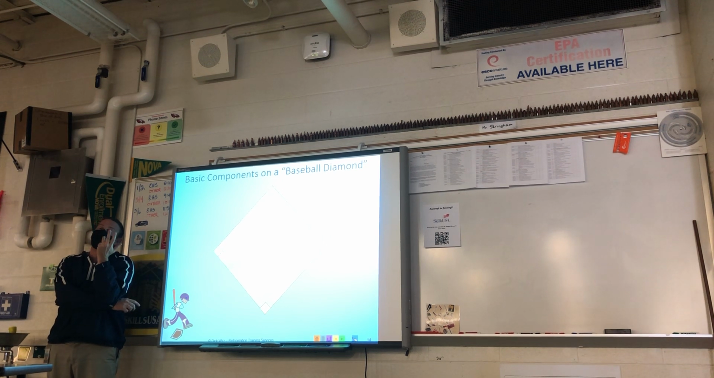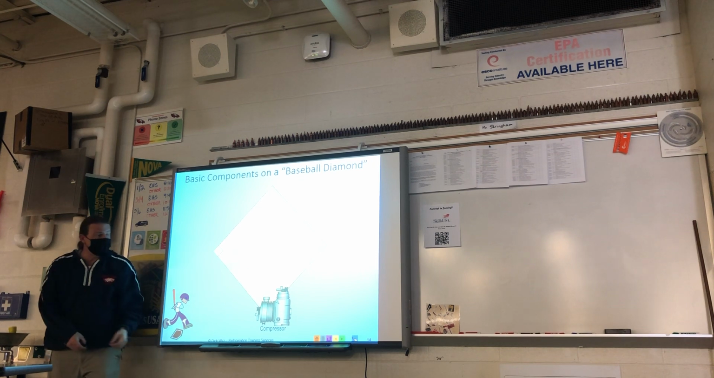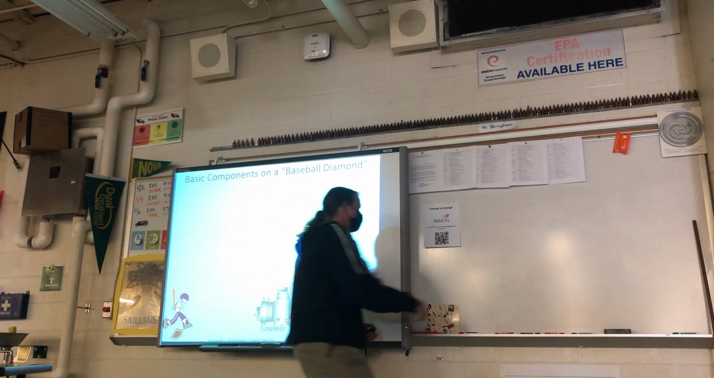All right, what component do you think I'm going to start with? Most important one. Compressor. That's right. That's our heart. So we're going to put our compressor at the home base. That's where we're always coming back to. Do we draw that? Yeah, you can draw it like just a regular circle like this. It's like a hermetic one.